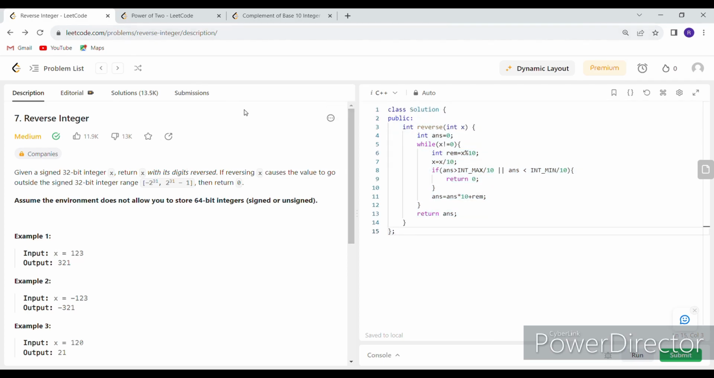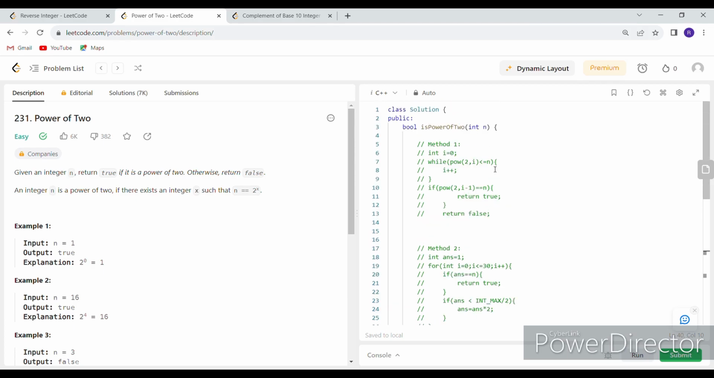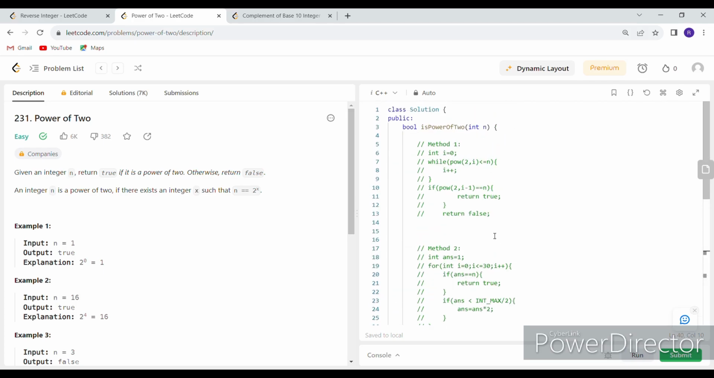Okay, so now let's see the second question, that is to find whether a number can be expressed as power of 2 or not. There are various methods which I have tried and then I'm making a video on it. The first method would be to find the power of 2, and I'll apply a loop which would run from 0 and continue until I get the value which is equal to n.